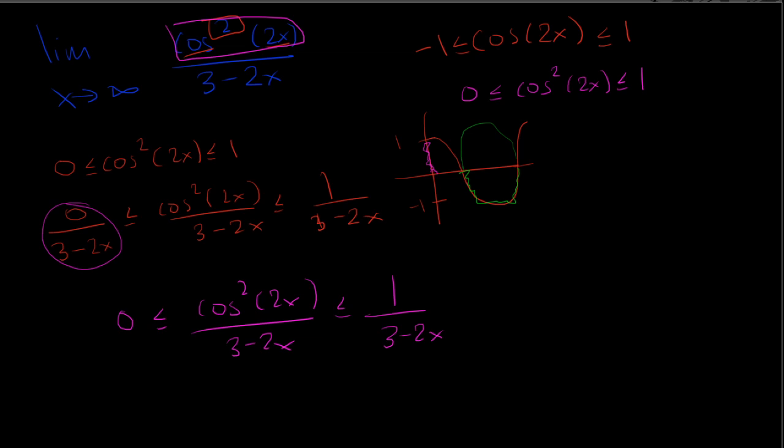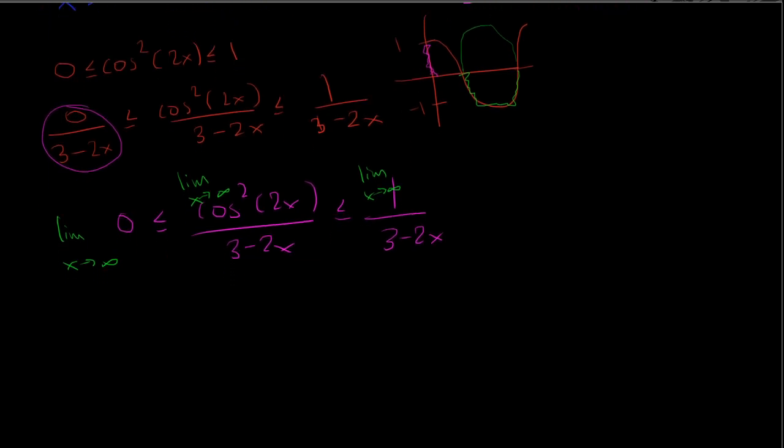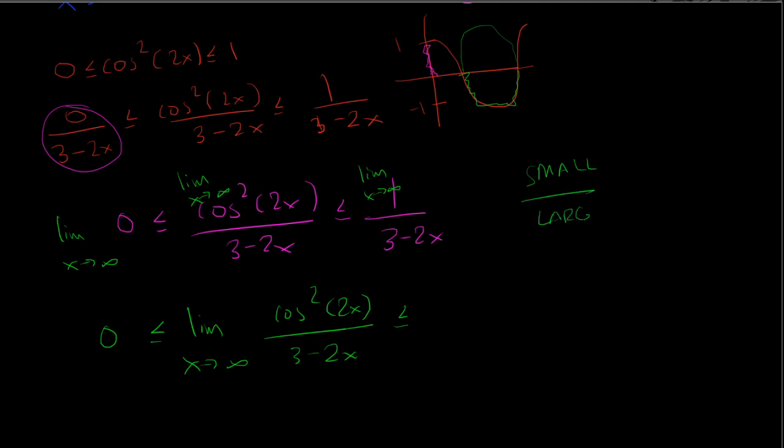And now I can take the limit. So limit of 0 is just 0, so that's not surprising. And we'll have a limit of cosine squared 2x over 3 minus 2x. And on the right here, we have the limit. So this is really a small number divided by a large number. And we know by now that this goes to 0.